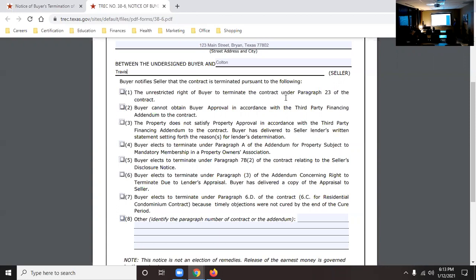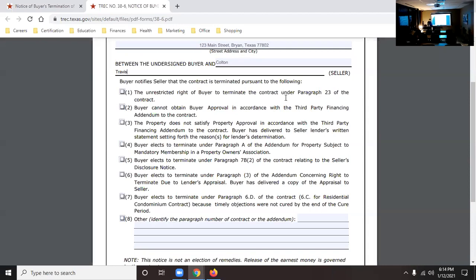Under 4, buyer elects to terminate under paragraph A of the addendum for property subject to mandatory membership in a property owners association. This is basically, they received their HOA documents, they looked at it and said, yeah, I'm not paying $2,000 a month to be in this HOA. I don't want it. Okay. But you have to do all of that within the time frames. Number 5, buyer elects to terminate under paragraph 7B of the contract relating to the seller's disclosure notice. They receive the seller's disclosure and they see problems, structural damages or whatever, they can back out under the seller's disclosure. Okay.